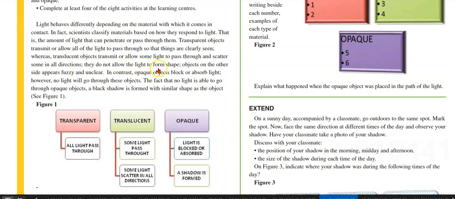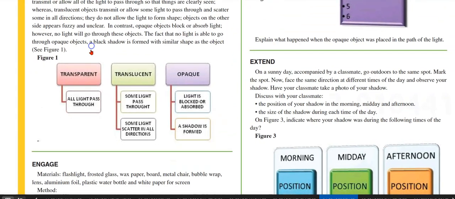They do not allow the object to form shapes. Objects on the other side appear fuzzy and unclear. Sometimes we say blurry. In contrast, opaque objects block or absorb light. However, no light will pass through these objects. Because no light is able to go through opaque objects, a black shadow is formed with a similar shape as the object. Let's look at figure 1.